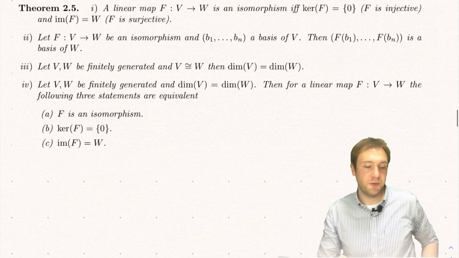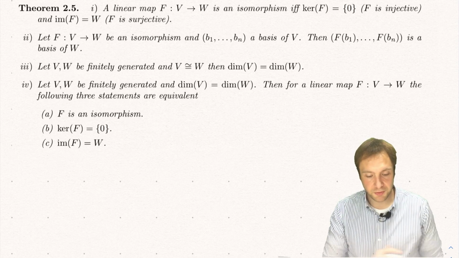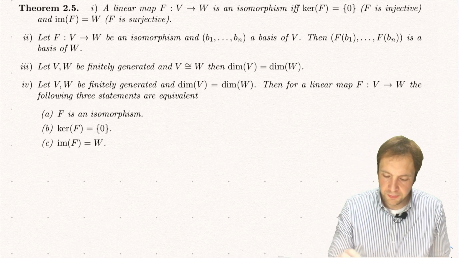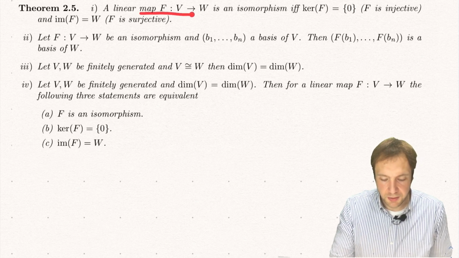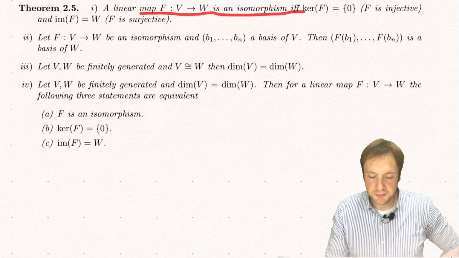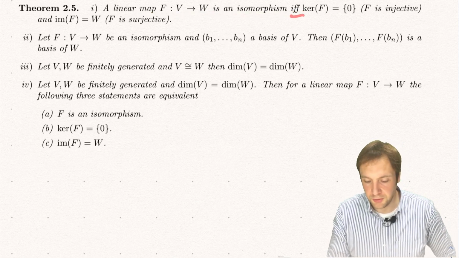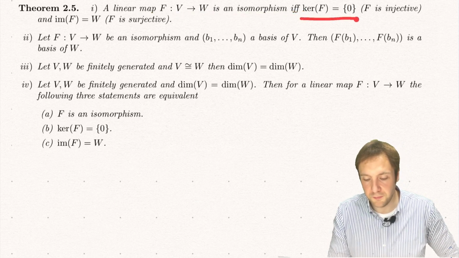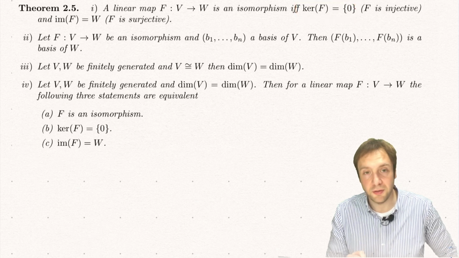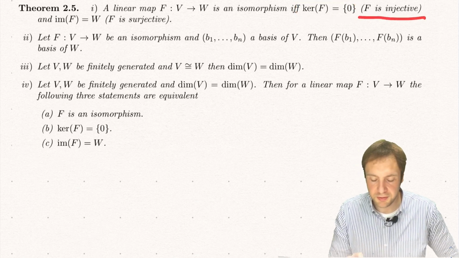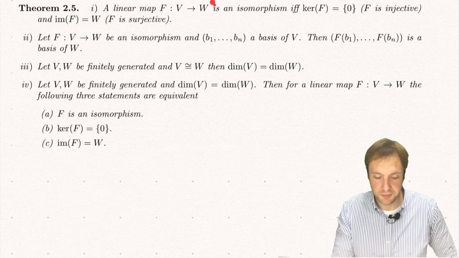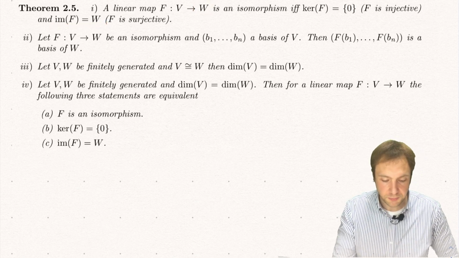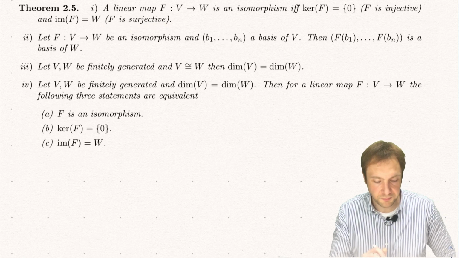Okay, so now some statements on linear maps. The first statement is, if I have a linear map f from V to W, then this is an isomorphism if and only if the kernel of f is just the zero vector space, meaning f is injective, and the image is the whole space W, which just means f is surjective.